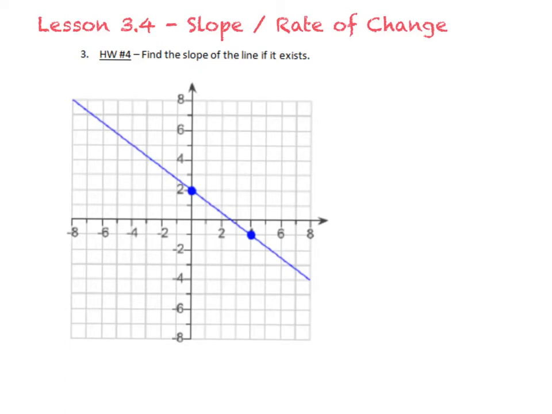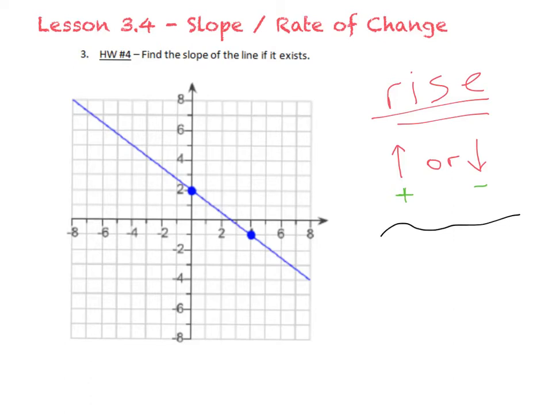Now, let's recall rise. What does rise mean? That means how much a line goes up or how much a line goes down. If it goes up, it's going to be a positive number. If it goes down, it's going to be a negative number. So let's start right there before we get into the next thing.